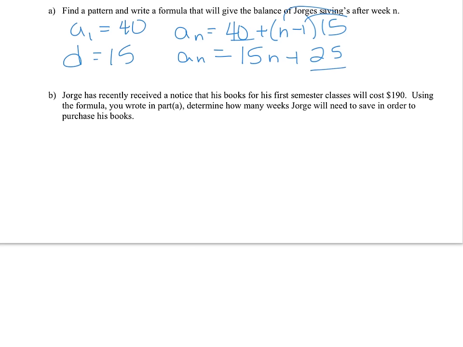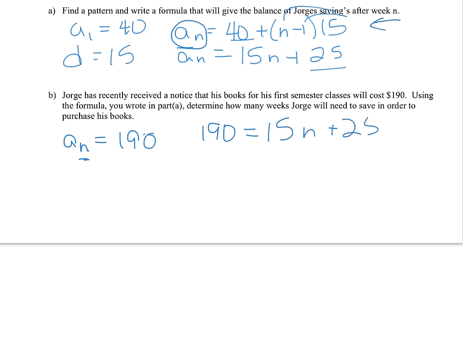Jorge has recently received notice that his books for his classes will cost $190. So he wants to know what week, what's n, if I know my nth term is $190. Well, you just plug 190 in for that. So 190 equals 15n plus 25. I was plugging it into the wrong one for some reason. Okay, and you simply just solve it.